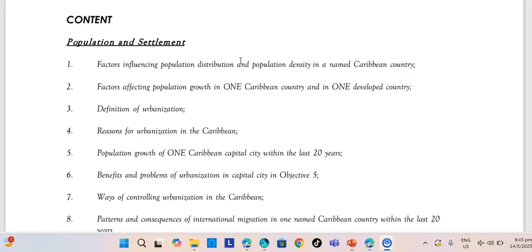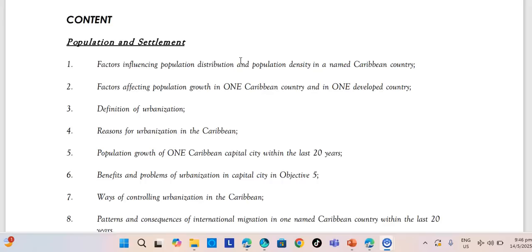So, another factor that influences population distribution and density in Jamaica, apart from relief, is climate. Now, people prefer to live in areas that have a moderate and comfortable climate, right? You don't want to live in an area where it's always cold or always hot or it snows all year. No, you don't want to live in those areas. You want to ensure that you are living in an area with a tropical climate. Sometimes it's rainy, sometimes it's dry.